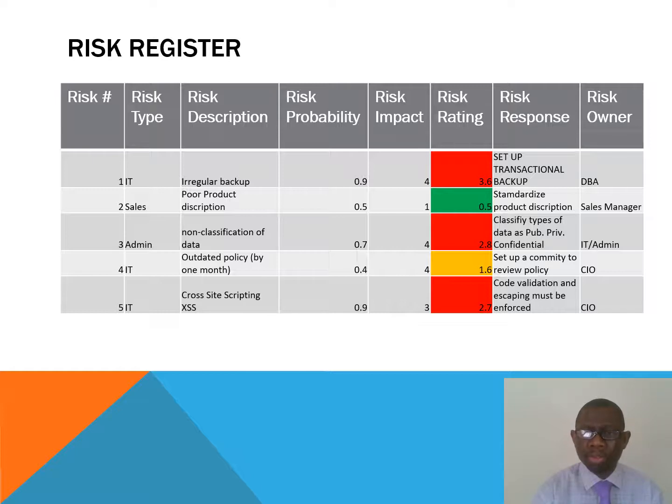So if we have a list of risks, maybe about 20, we want to consider the ones in red first. We want to address those first, because those are the risks that have the capability of either shutting down the business or causing very colossal damage to the business operation.